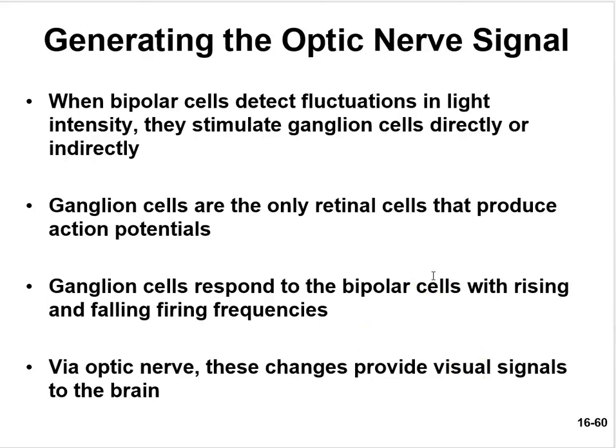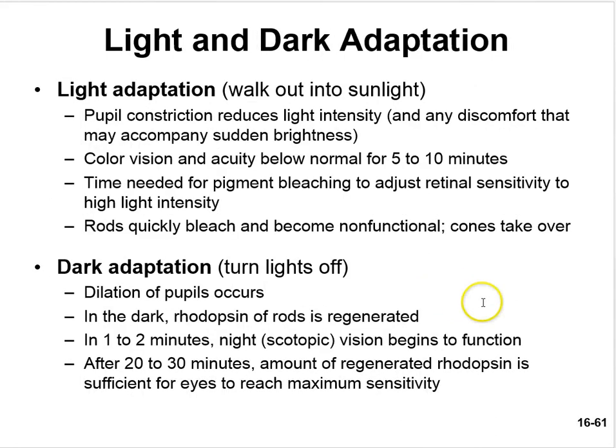So remember, we went from the rods and the cones to the bipolar cells, then to the ganglion cells, and now to the optic nerve, to the central nervous system, to the brain. So this slide talks a little bit about what I've already mentioned with the light adaptation and the dark adaptation. How it takes a little bit of time to regenerate your pigments in the rods and the cones to be able to work at their optimum sensitivity.